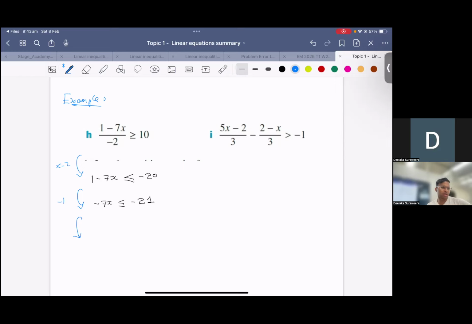If you want, you can do it in 2 steps, but I think at this point you guys can handle doing both at once, right? 2 steps would be get rid of the negative first, like multiply by -1, then divide by 7. But you can just do it in one go. So -7x divided by -7, but it's divided by a negative, so you flip the inequality. -21 divided by -7 is 3. Make sense? So x is greater than or equal to 3.